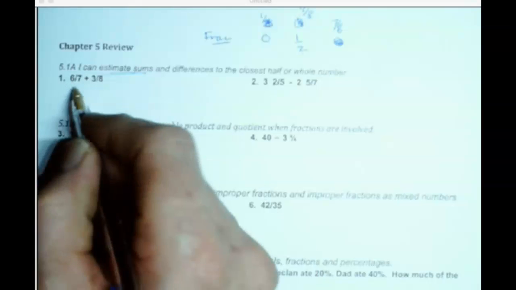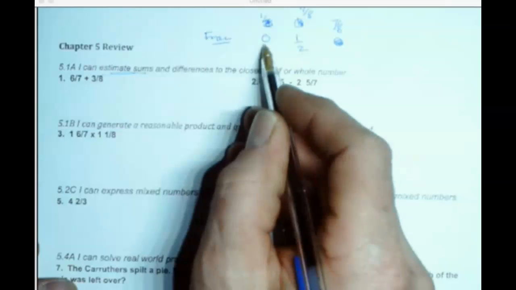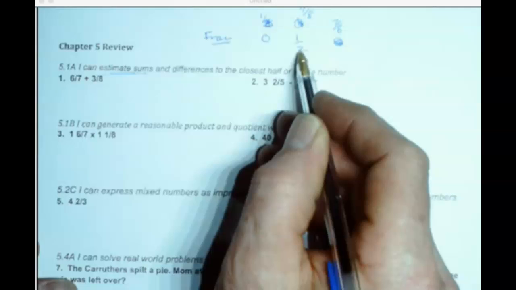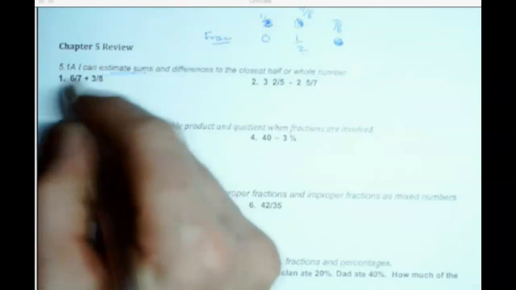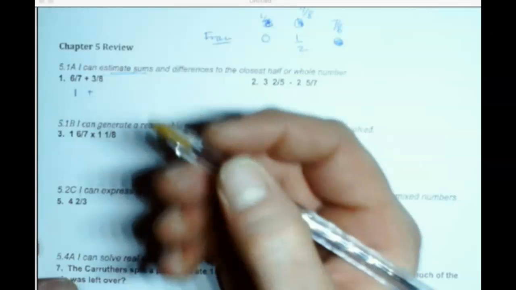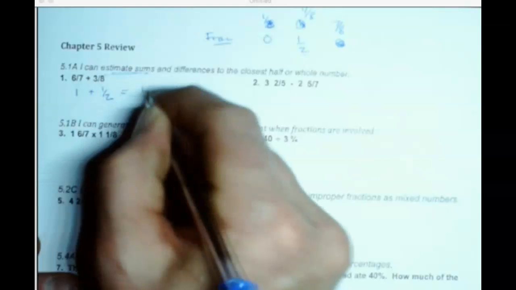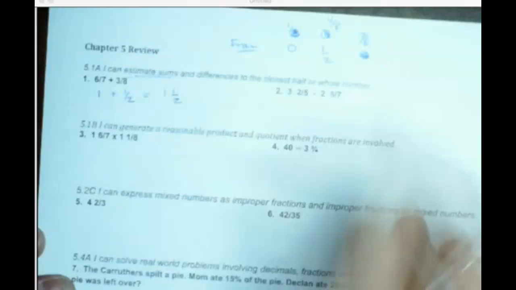So take a look at this problem. We have 6/7. Is that closer to 0, a half, which would be 3.5 sevenths, or a whole? Well, 6/7, it's almost a whole, so we're going to call that 1. Now we have 3/8. Like I said before, 3/8 is pretty close to a half, so we're going to call that a half. So our sum for this problem is 1 and 1/2.